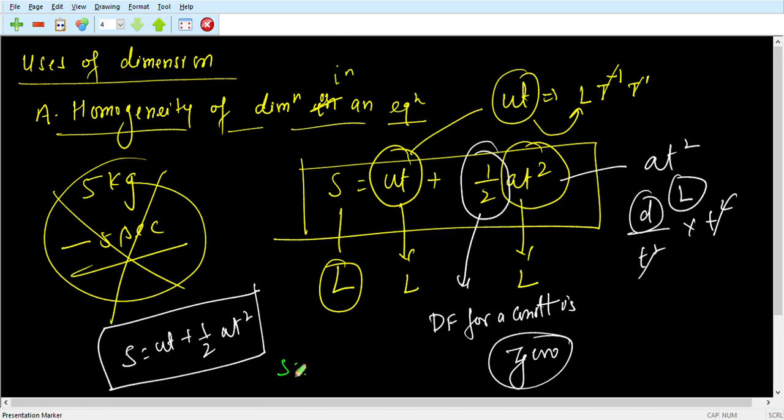So if we write S is equal to ut plus at square, this will also be correct. So at this stage there is some limitation of this method. This method says that if you have a dimensionally correct equation, it need not be actually correct, but a dimensionally wrong equation must be wrong.